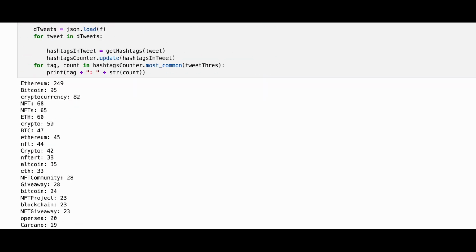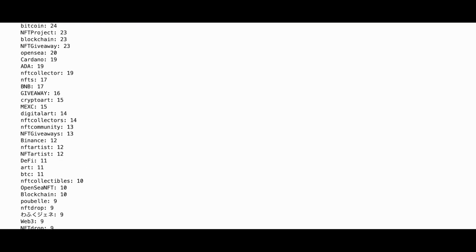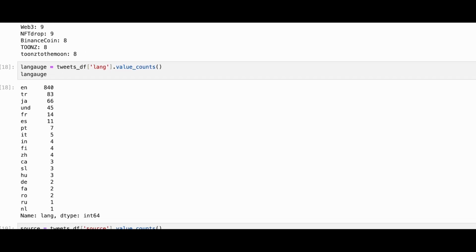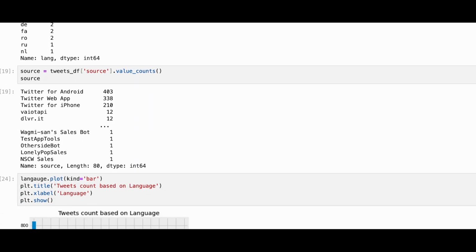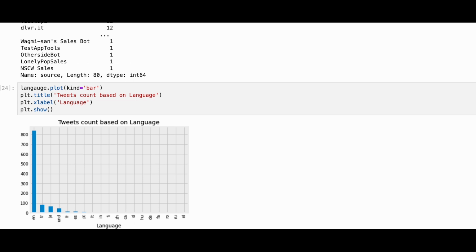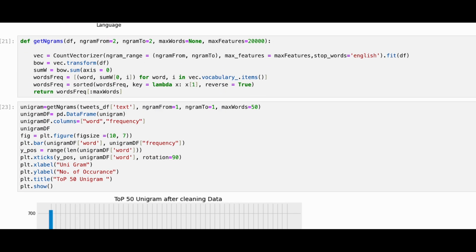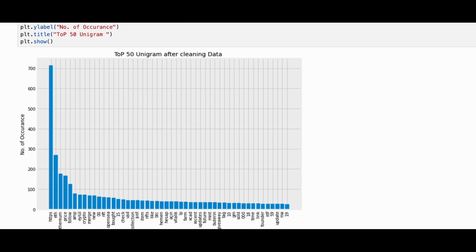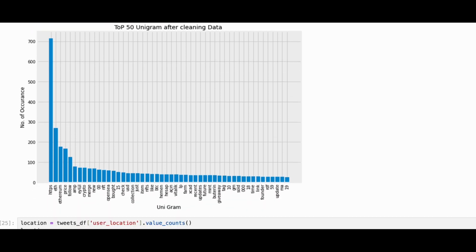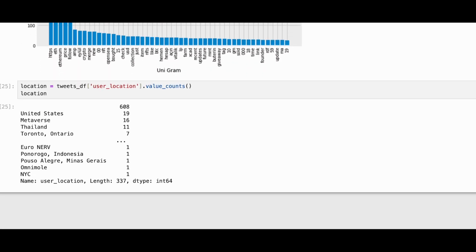I also got detailed insights about the type of topics, users, locations, and devices used to tweet. Visualizations like word clouds and distribution charts not only made the data more readable but also highlighted prevalent themes in the discourse around NFTs, cryptocurrency, and comparisons with Bitcoin.